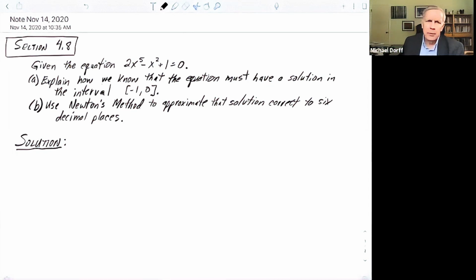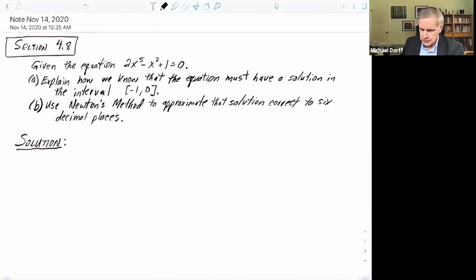We're going to look at a homework problem from section 4.8. Here we're given the equation 2x^5 - x^2 + 1 = 0. Part A, we're supposed to explain how we know that equation has a solution in the interval from -1 to 0. And then part B, we use Newton's method to approximate that solution correct to 6 decimal places.